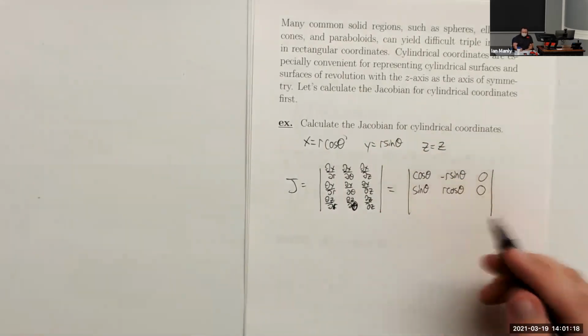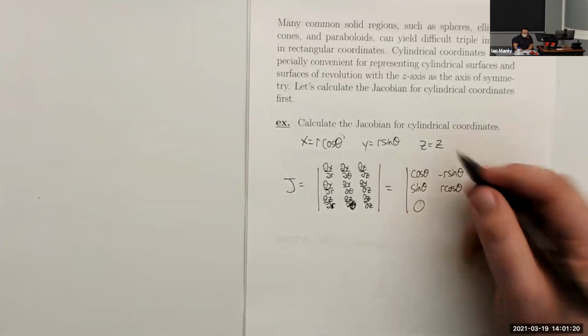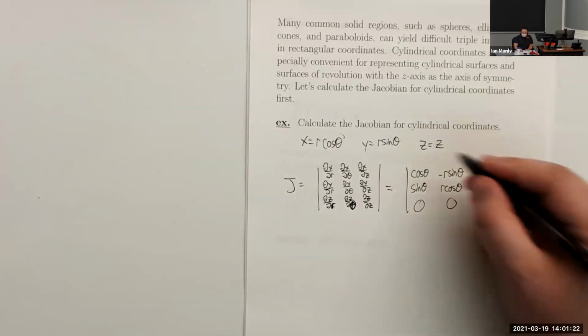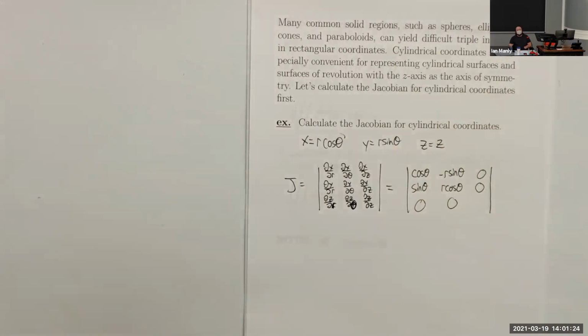Now, z is really easy. There aren't any r's in this. There aren't any thetas in this. And there's a z in there. And the derivative of z with respect to z is 1. So this is what we're going to get with our Jacobian here. Nicholas has a guess. It's just going to be r again. We'll see if that's correct.